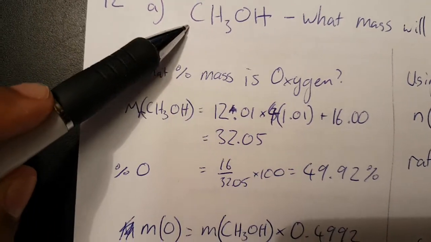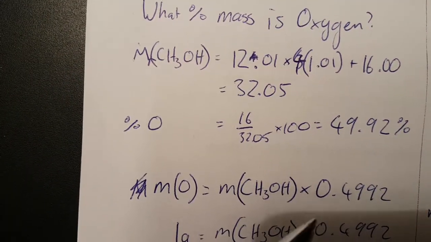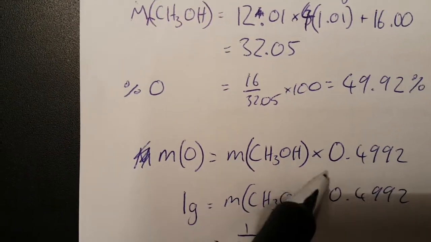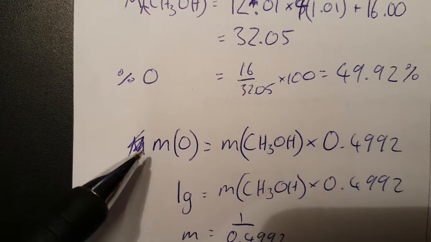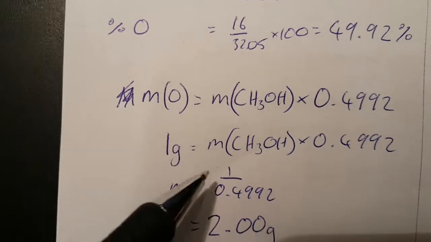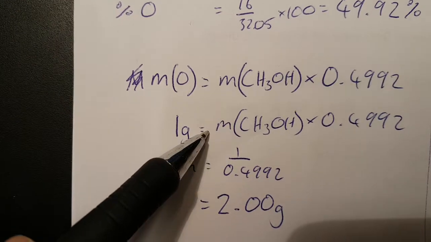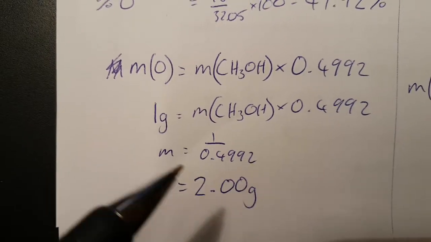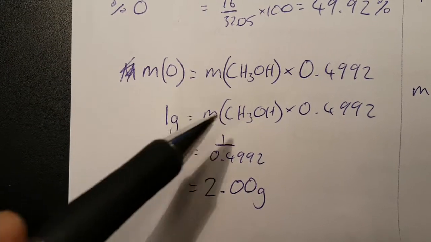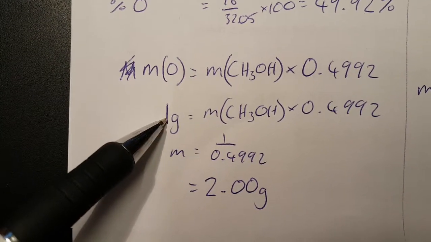Okay, so this times by 0.4992, whatever mass of this compound we have, times that will give us the mass of oxygen. Well, I want 1 gram of oxygen, and so I set my mass of the compound as an unknown, rearrange, and you will get 2 grams of this compound is needed to have 1 gram of oxygen.